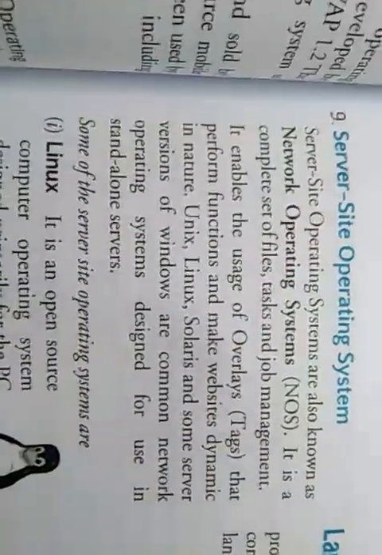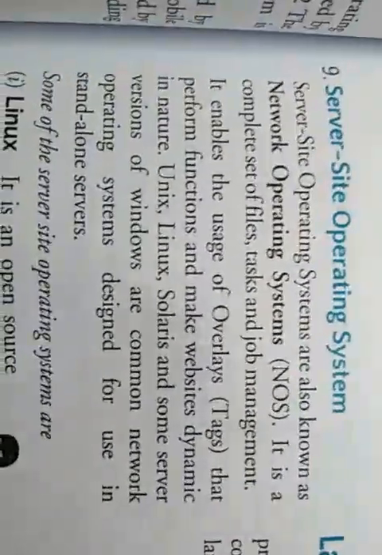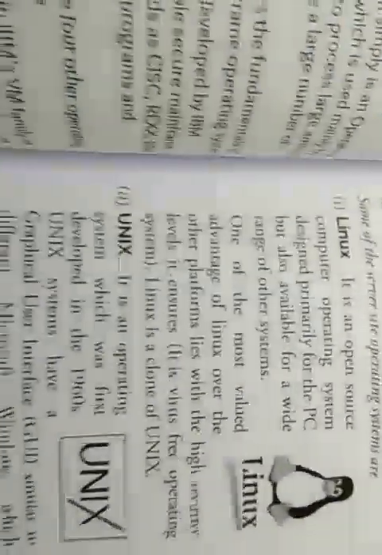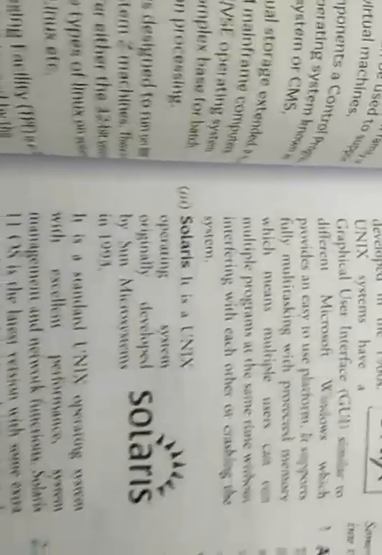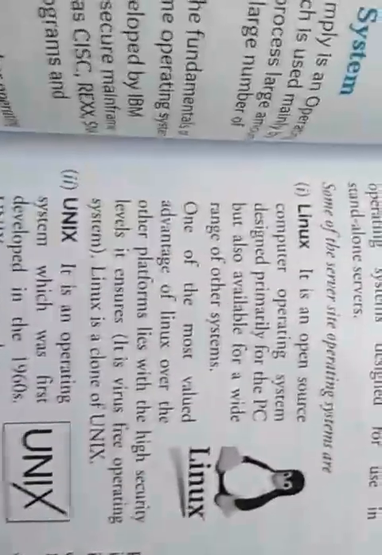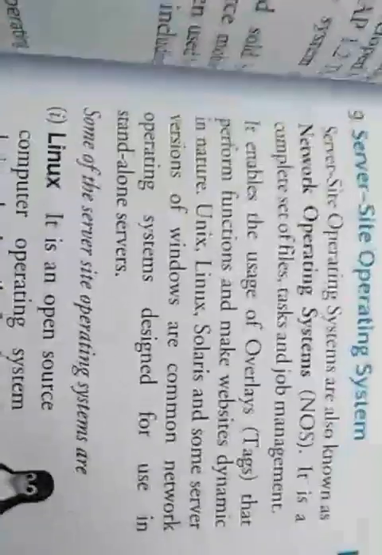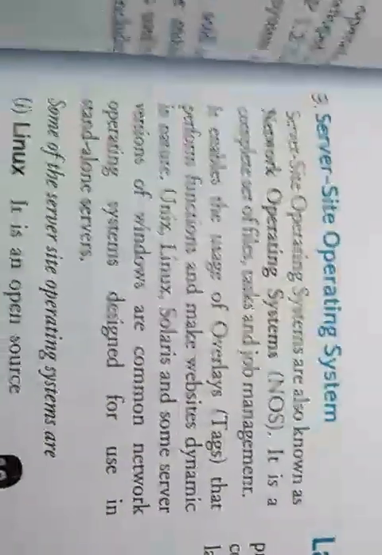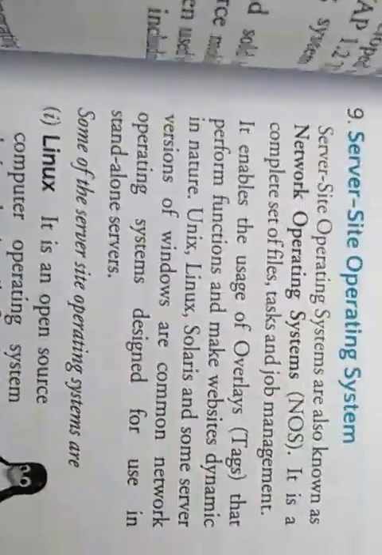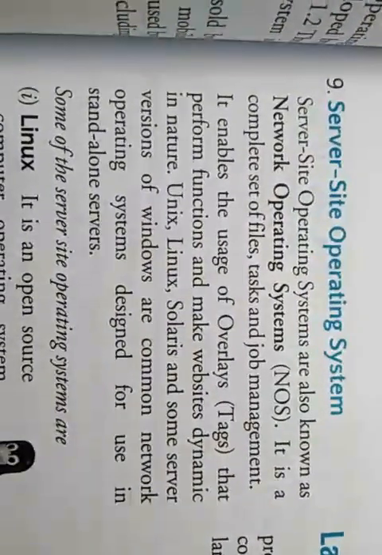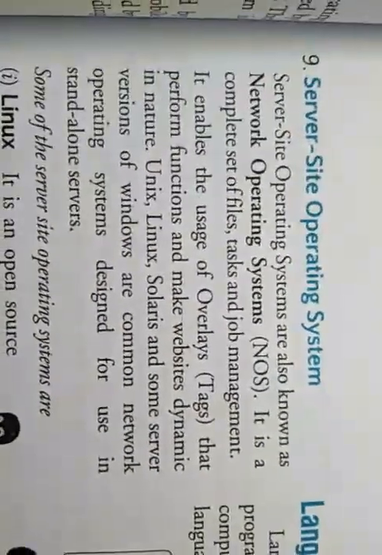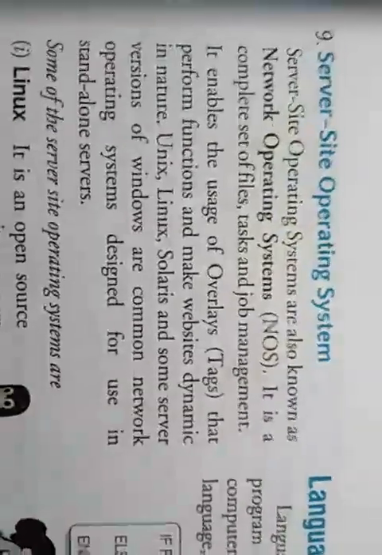And the last one is the server side operating system. This is also called a network operating system, and examples of these are Linux, Unix, Solaris. So these all are network operating systems. A network operating system may be a GUI or a CUI. The main task of the network operating system is to provide the facility for multiple users at the same time, and these operating systems also provide the facility for multiple processor support.